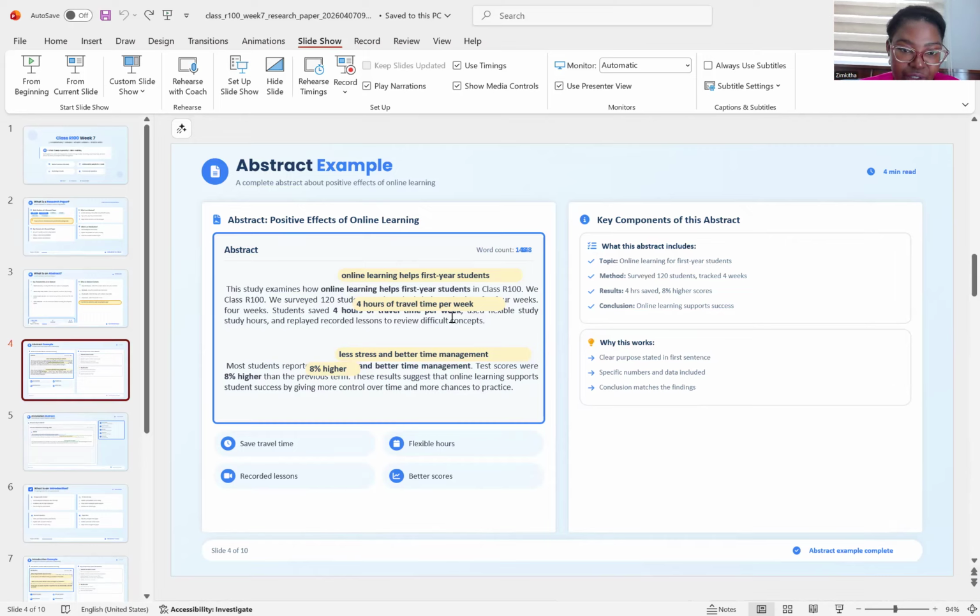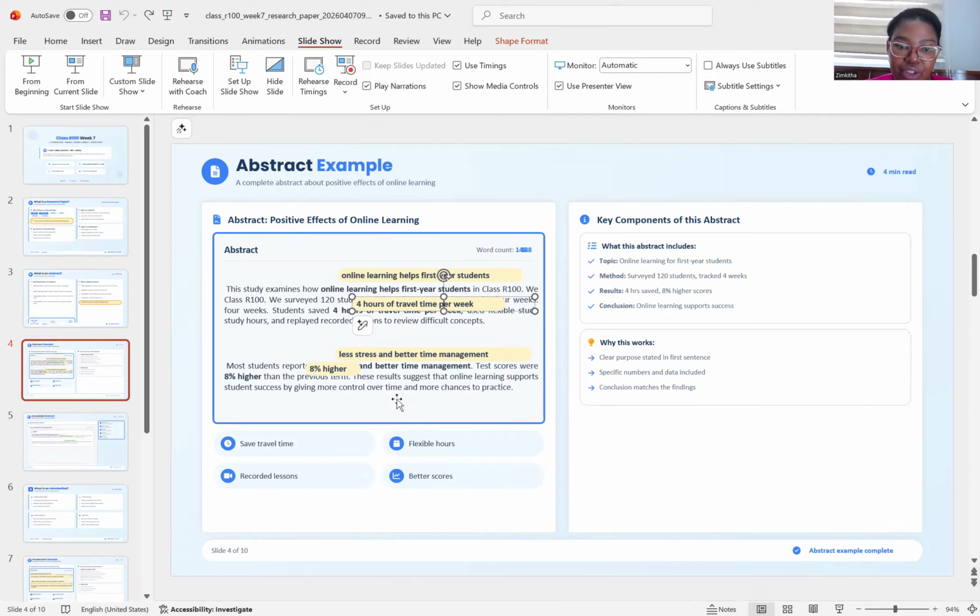A survey of 120 students was conducted over 4 weeks. Students saved 4 hours of travel time per week, to clock in study hours and replay recordings to review difficult concepts. Most students reported less stress and better time management for online learning, and the test scores were 8% higher than in the previous term. These results suggest that online learning supports student success by giving more control over time and more chances to practice.